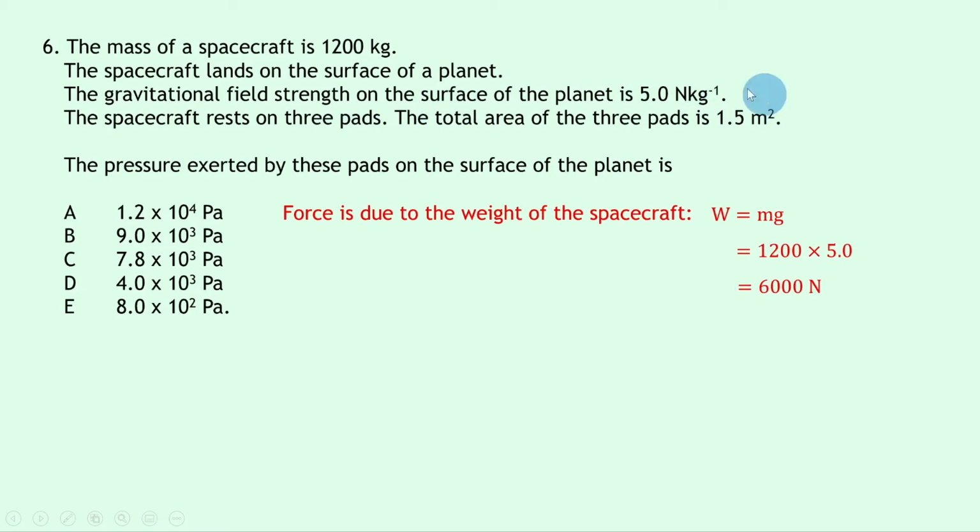So now we have our force, we have our total area, 1.5 meters squared from the 3 pads, and we're trying to find the pressure. So to find the pressure, we use P equals F over A, substitute in the numbers to get 6,000 divided by 1.5, which gives a final answer of 4,000 pascals, or in other words, 4.0 times 10 to the 3 pascals. So this is an answer of D.